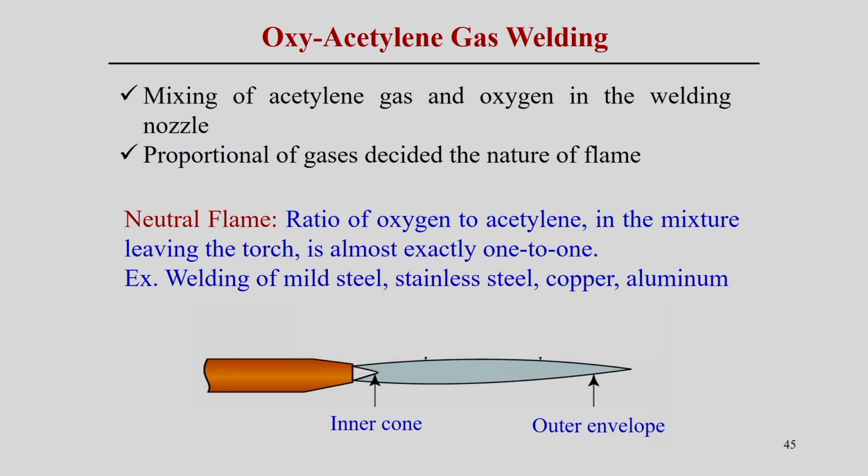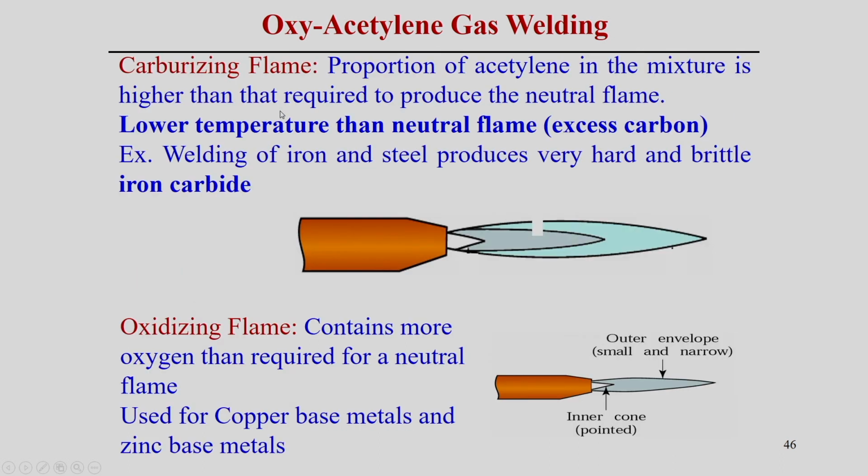In this case, the welding of mild steel, stainless steel, copper and aluminum is preferred using this neutral flame, because if you create a different kind of flame, the maximum temperature can be different, as we will see. Apart from the neutral flame, a carburizing flame can also be created, but in this case the percentage of acetylene will be more. So, the proportion of acetylene in the mixture is higher than that required to produce the neutral flame. In this case the temperature is lower than the neutral flame because of the formation of excess carbon.